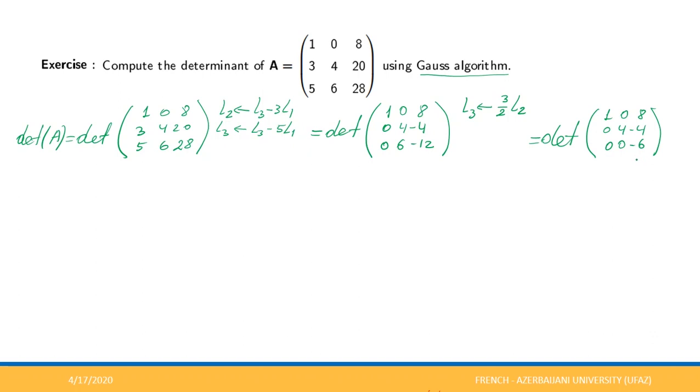And also it's a triangular matrix. Because of this determinant will be this one: 1 times 4 times minus 6, the product of diagonal terms. It will be minus 24.